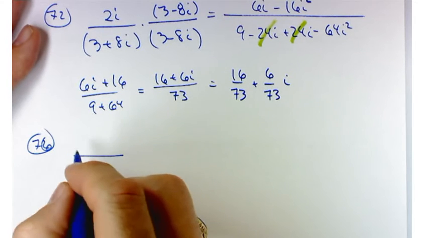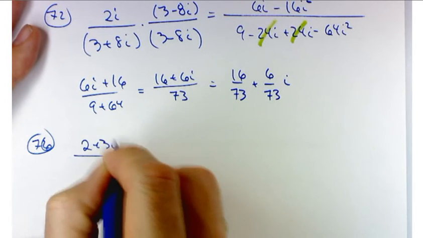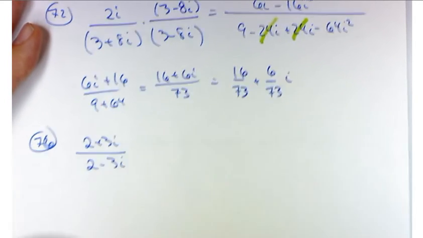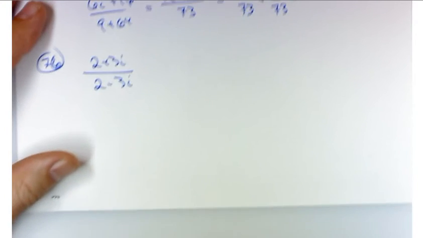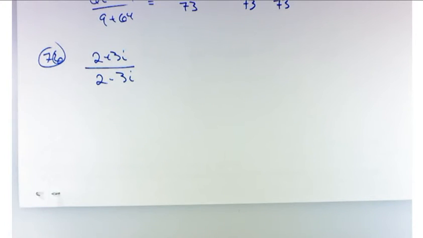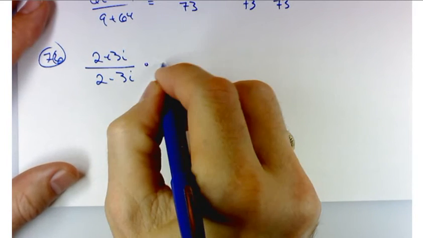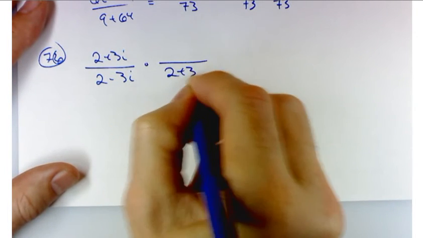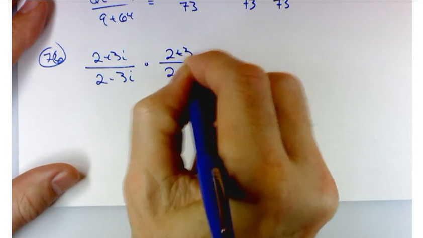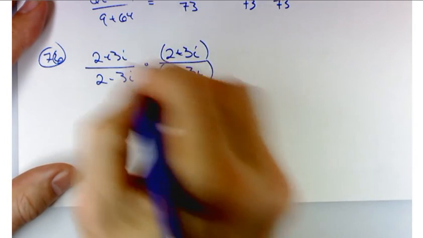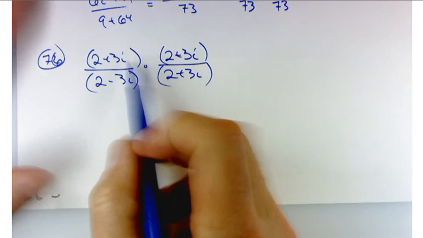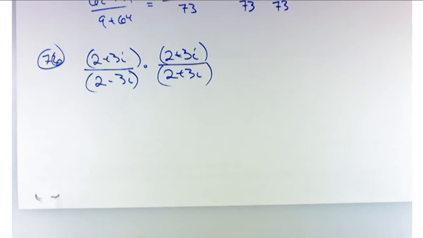2 plus 3i over 2 minus 3i. Now let me at least get you started. Make sure you're in the right direction. What am I going to multiply by in both the numerator and denominator? 2 plus 3i. And what throws people off sometimes is that you've already got a 2 plus 3i in the numerator, right? That's okay. You still have to FOIL it out. You still have to simplify it. And it will simplify.